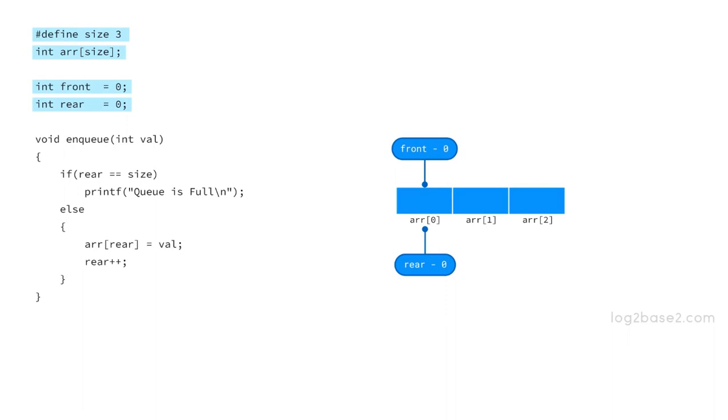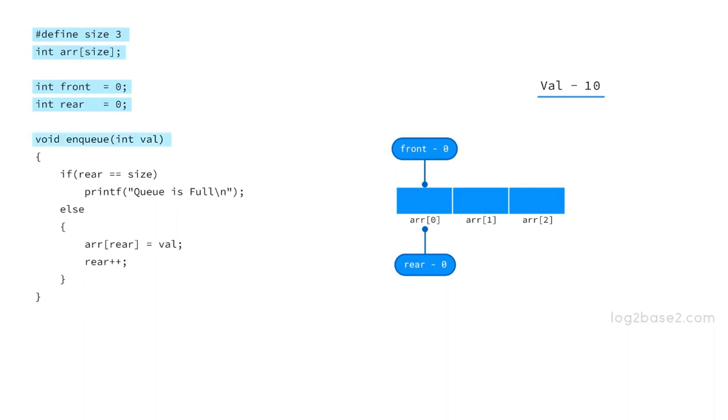First, let us see how to insert an element to the queue, and this operation is called enqueue. So we have function enqueue here for insertion into the queue, and we pass the value to be inserted into the function, which will be stored in variable val. Now we are going to insert element 10 into the queue, so val equal to 10, and we call the function enqueue by passing 10.